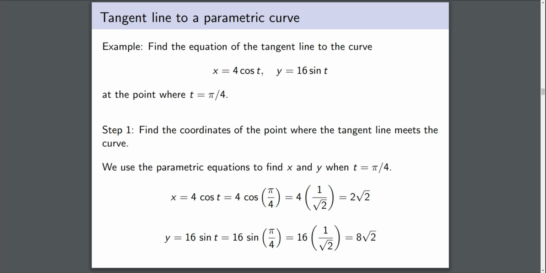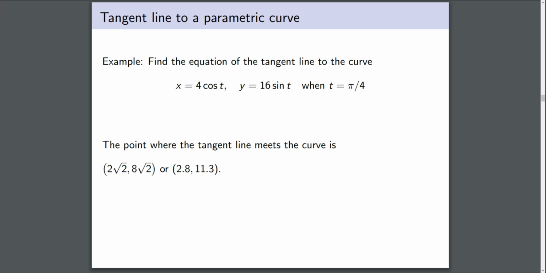I went through a similar set of steps using the formula that we were given for the y coordinate, and the result that I found was 8 root 2. This is how we do the first step in the problem. So we found the xy coordinates of the point where our tangent line meets the curve. You can see those coordinates here, and I went ahead and converted those square roots to a decimal. That's optional, but I think sometimes that's easier to graph.